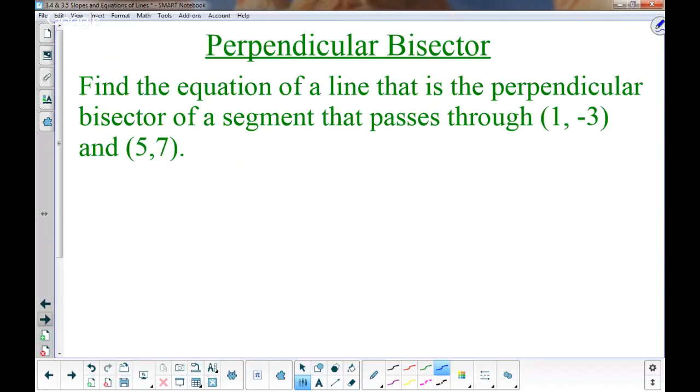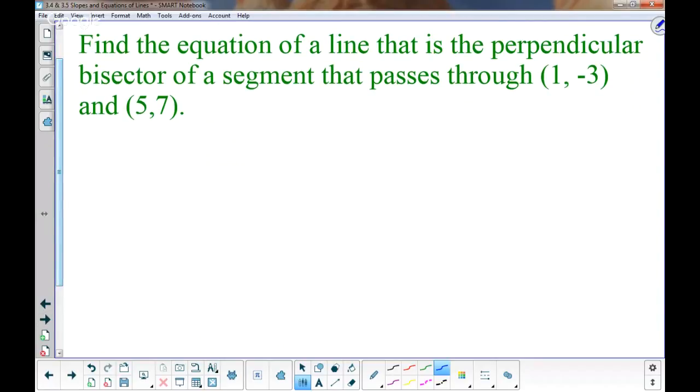Okay, so we have a line that goes through these two points, and we're trying to find the perpendicular bisector of this segment that touches (1, -3) and (5, 7). So a couple of big things here. One, we have to find the slope and then find the opposite reciprocal. Then, since we are a perpendicular bisector, we have to find where that perpendicular bisector meets the segment, which means we have to find the midpoint. So we need to do slope and we need to do midpoint.